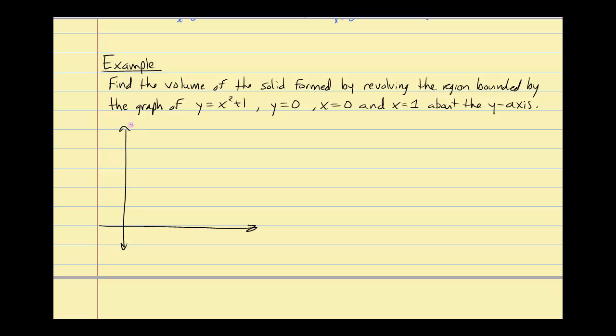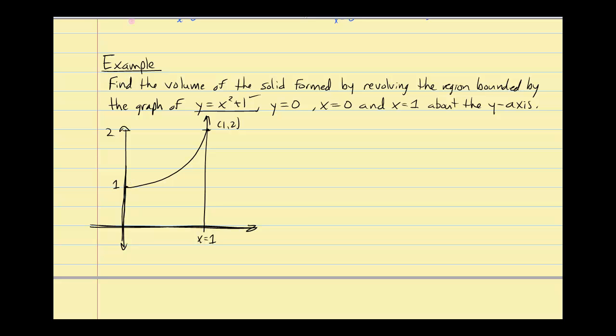Y equals x squared plus 1, I'm going to over-exaggerate this a little bit with our scale, is a parabola opening up with its vertex at 1. So this is the point 1. So there's this part of the graph. Y equals 0 is this piece down here. X equals 0 is this piece. And x equals 1 we'll say is this piece. Now if we plug 1 into this function, I get 1 squared plus 1, which is 2. So this point up here is (1, 2).